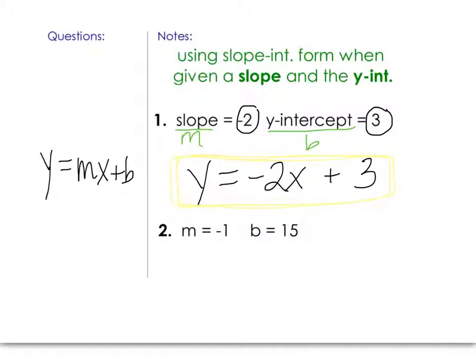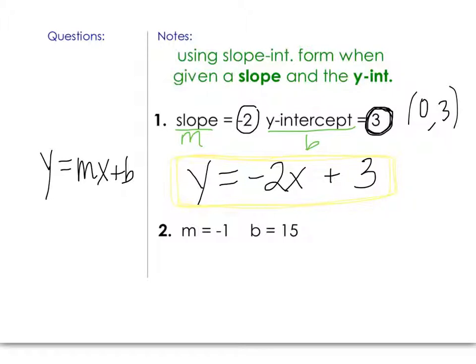This line, y equals -2x plus 3, will have a slope of -2 and go through positive 3 on your y-axis. It will cut through at positive 3, or the point (0, 3).